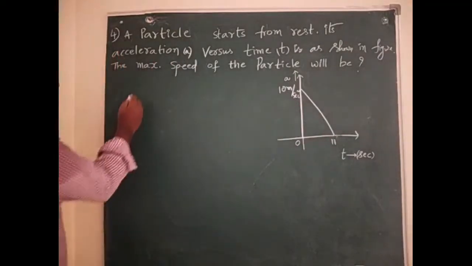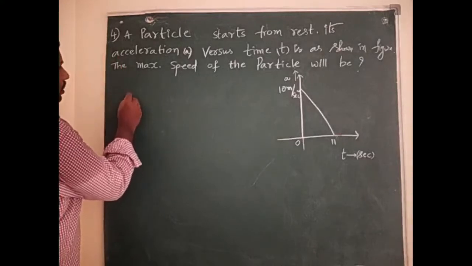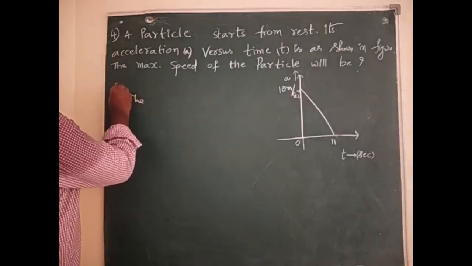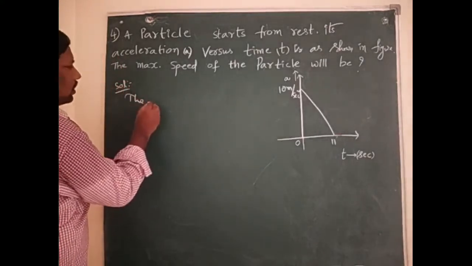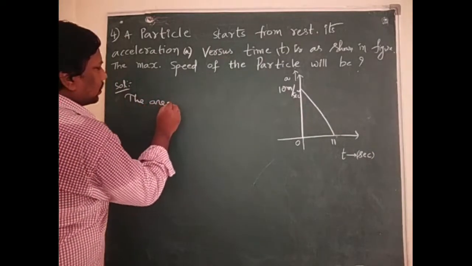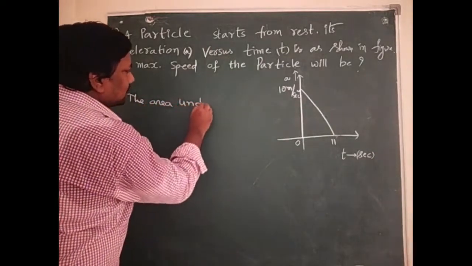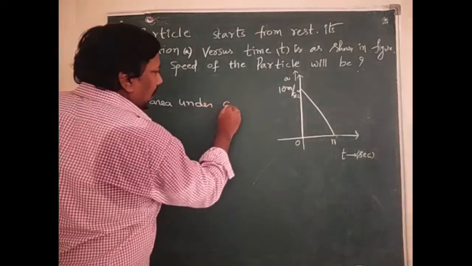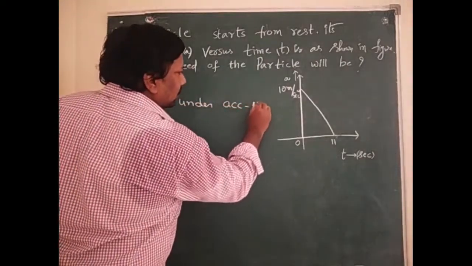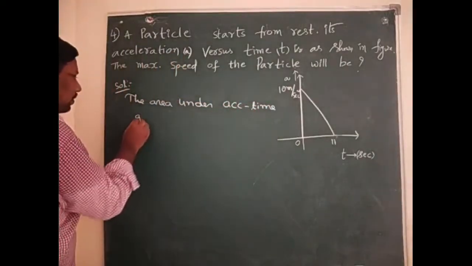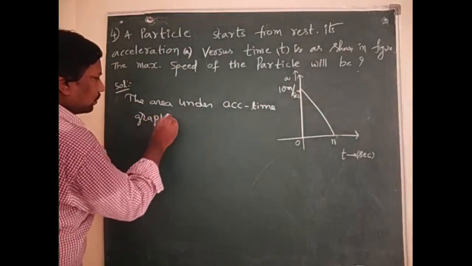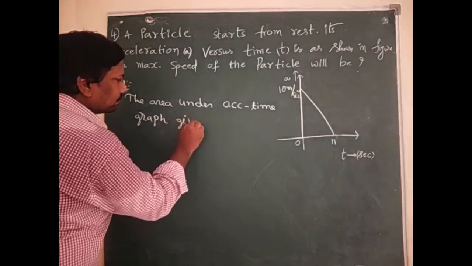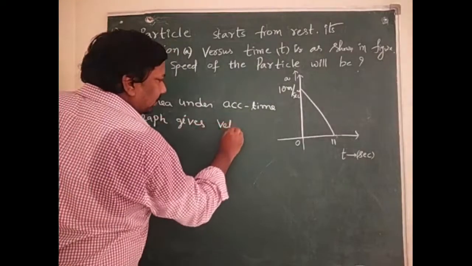So here is the solution of the problem. The area under the acceleration time graph gives velocity.